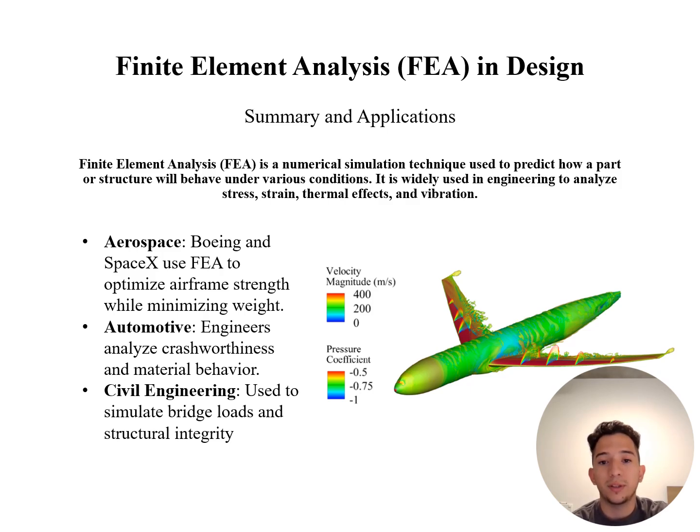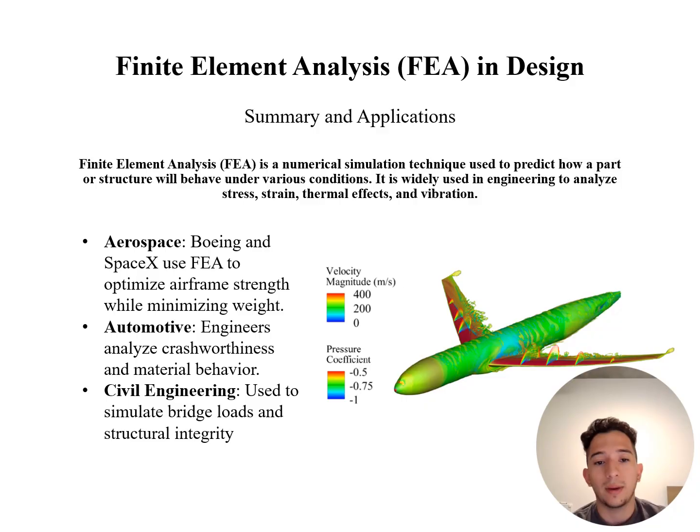The final one is FEA, or finite element analysis and design. So it's a numerical simulation technique used to predict how a part or structure will behave under various conditions, and it's widely used in engineering to analyze stress, strain, thermal, and vibrational effects, along with others. So it has its applications in aerospace, automotive, civil engineering, and really any field where you're designing something that's going to be put under loads or stress or temperatures.